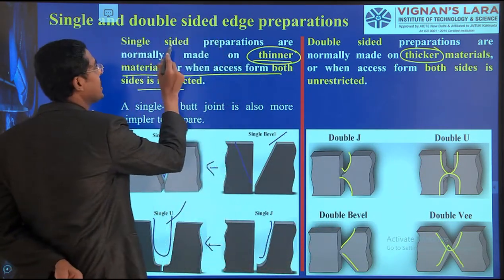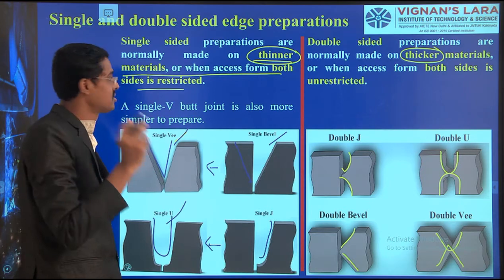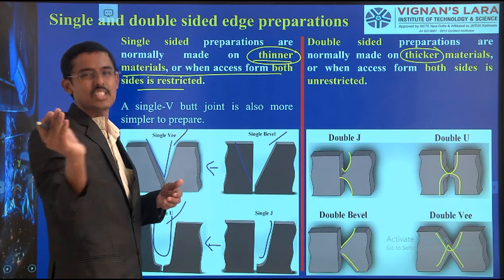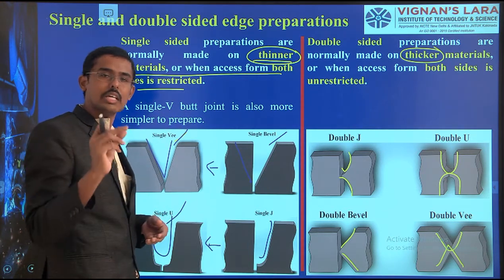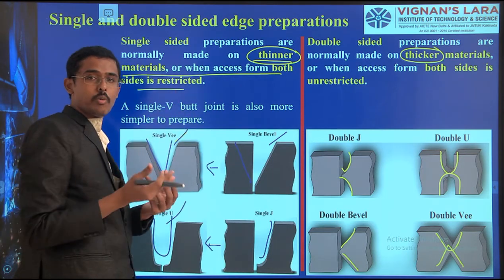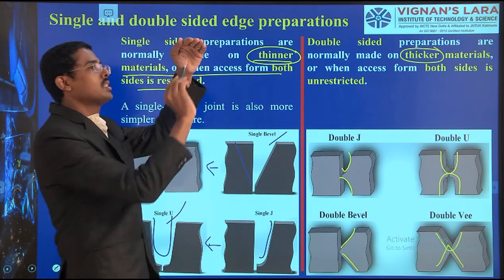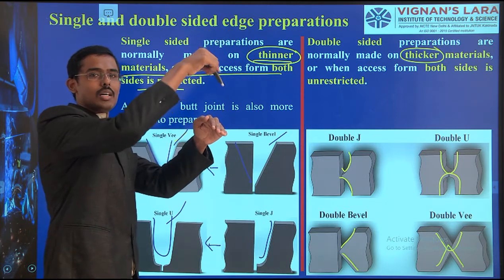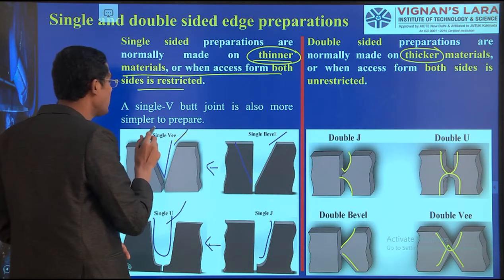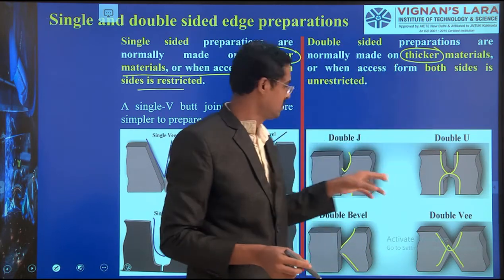See, single-sided preparations are normally made for thinner materials. Thickness is less, less than 16 mm we can say; less than 16 mm we consider as a thinner material. Or when access to both sides is restricted. In industry, if the wall is like this, only one side is possible. The inner side we cannot go to, in such cases we should do the groove only on one side. A single-sided butt joint is also preferred. Double-sided preparations are normally made for thicker materials.